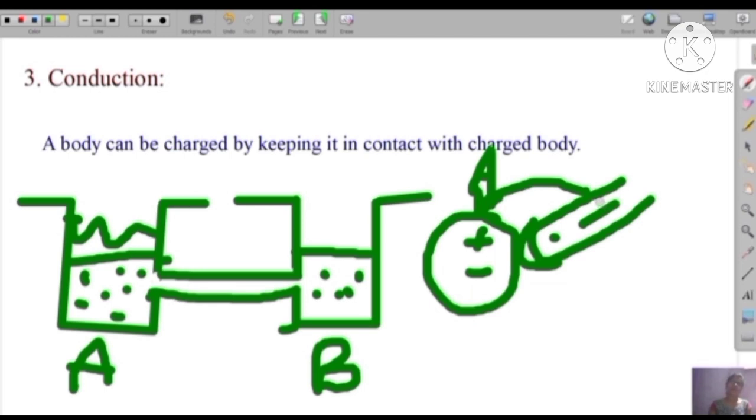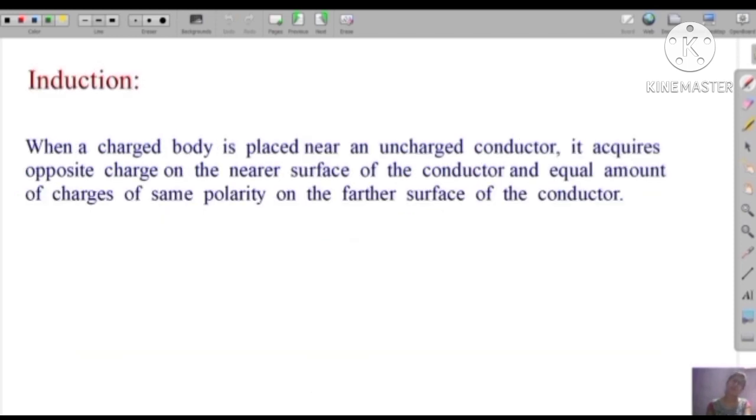So basically, what is conduction? Charging the body by keeping it in contact with a charged body. Is it clear? So this is about conduction. Next we are going to study something very important for your PU board, that is induction.